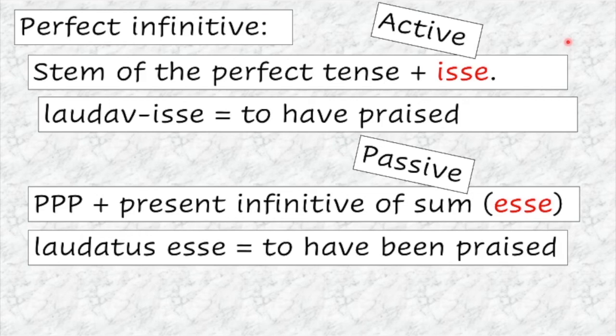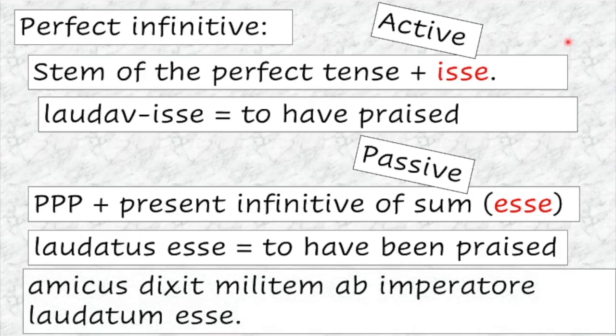Let's use this in a sentence. Amicus dixit militem ab imperatore laudatum esse. The friend said that the soldier, militem, had been praised, laudatum esse, by the commander. And here I have laudatum, accusative, because this passive perfect infinitive goes with militem, which is of course accusative case as well.